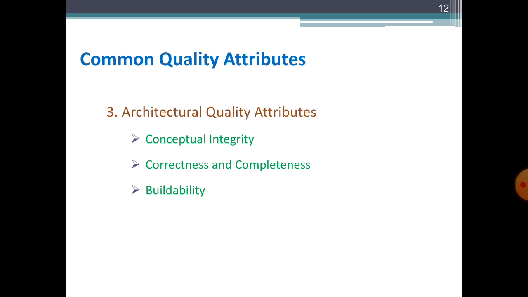So students, these are three different architectural quality attributes: conceptual integrity, correctness and completeness, and the last one is buildability. These three quality attributes are more oriented towards the architecture. So students, here our lecture number 14 ends.